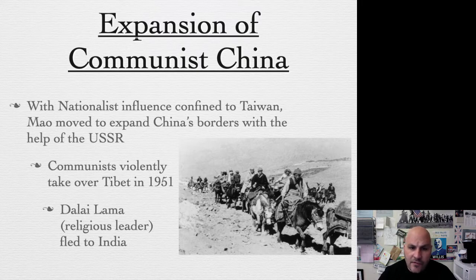The Dalai Lama flees south to India for the protection of himself and has basically remained in exile for the entirety of his life. And so what we need to write down here is the expansion of communist China into Tibet, right? That's really the one big thing you want to write down here. And the Dalai Lama is the head of the Tibetan people, both a spiritual connotation as well as a political one.